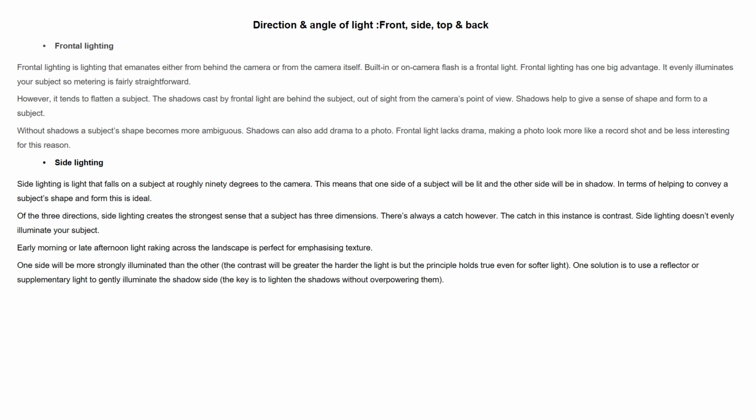Side lighting. Side lighting is light that falls on a subject at roughly 90 degrees to the camera. This means that one side of a subject will be lit and the other side will be in shadow. In terms of helping to convey a subject's shape and form, this is ideal. Of the three directions, side lighting creates the strongest sense that a subject has three dimensions.